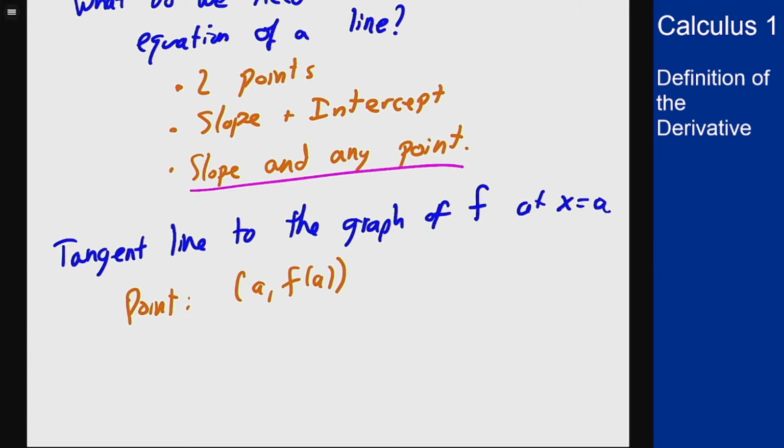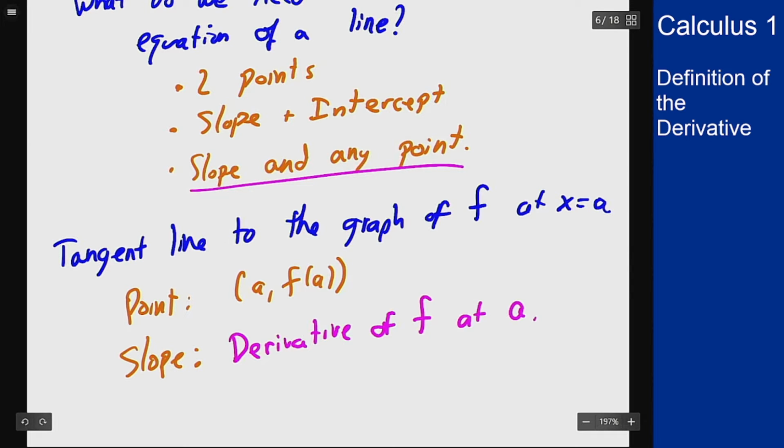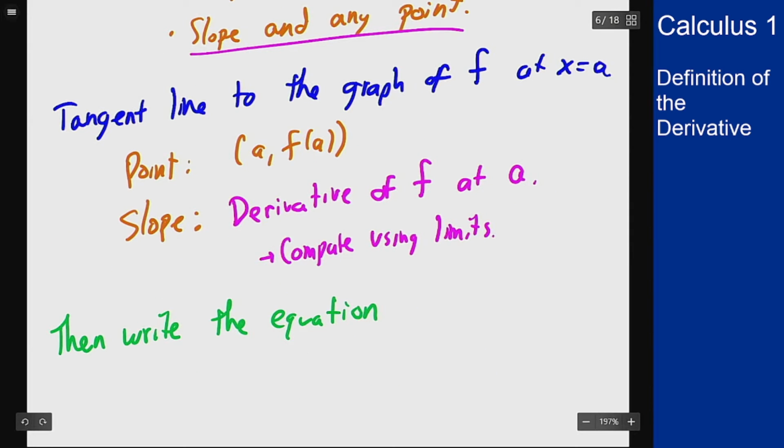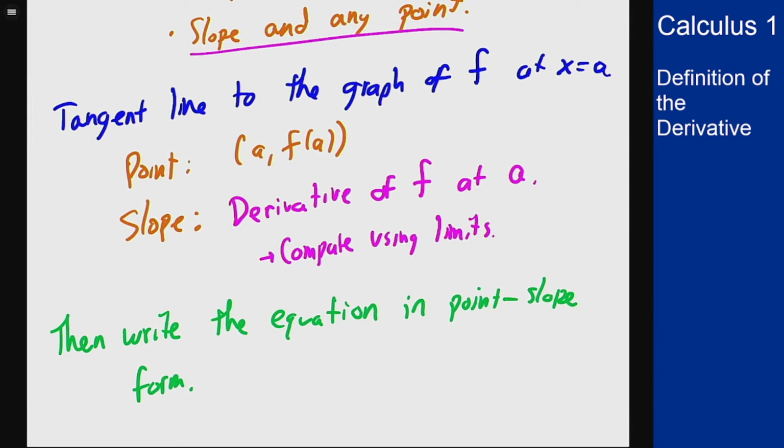But now we have a way to also find the slope. The slope is given by the derivative of f at a, which we can compute by our limit formula. Once we have a point and a slope, we can then write out the equation of the line that is tangent to the graph at this point. And the easiest way to do that is in point-slope form. Let's see this in the context of an example.